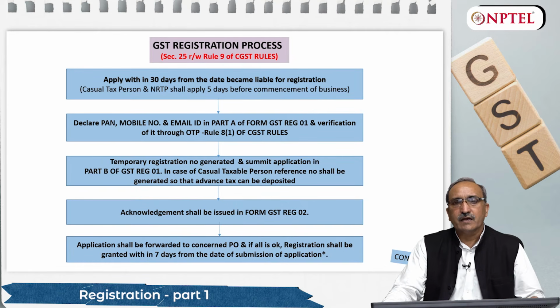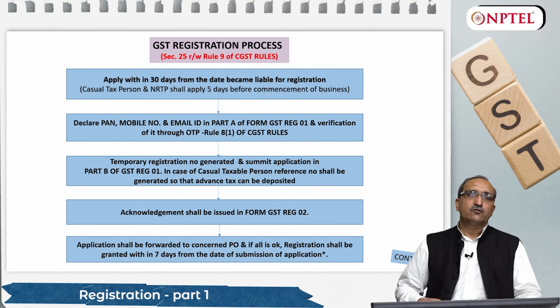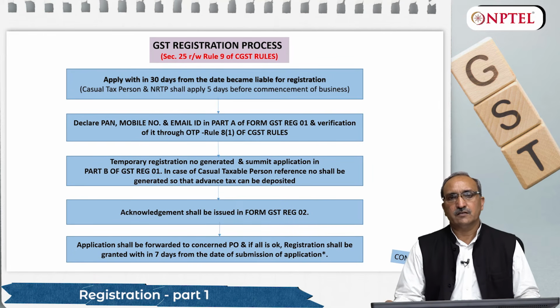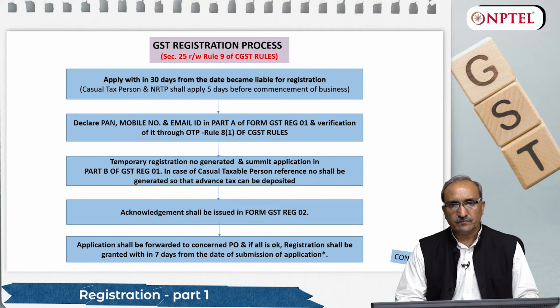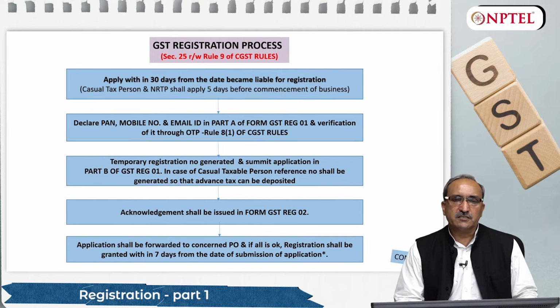So let's see, you started business in April 24 and your turnover touches the figure of 20 lakh rupees in the month of December 2024. So now what? The law says the day your turnover touches the figure of 20 lakh rupees, you are supposed to apply for a GST number within 30 days from that date. If your turnover touches 20 lakh rupees as on 15th December 2024, then by 14th of the next month you are supposed to take the GST registration number.